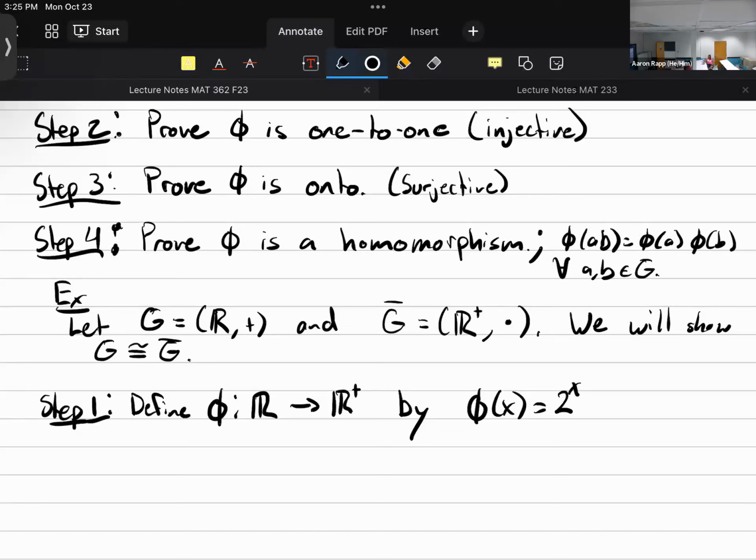And now what do I need to prove to show that this is an isomorphism? To prove it, I need to prove it's one-to-one. I also need to prove what else? Onto, and then lastly, homomorphism. We'll work that up. So let's just go with showing that it's one-to-one.